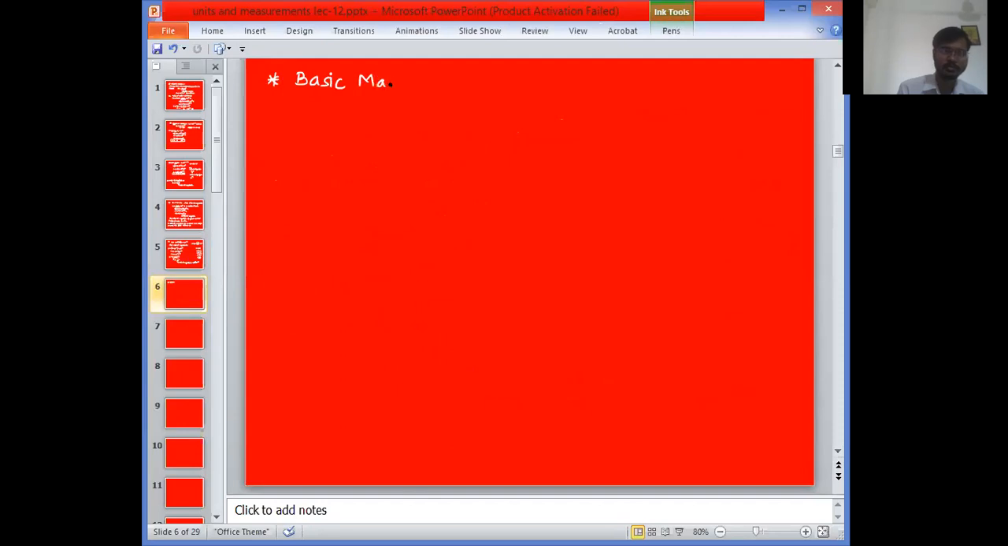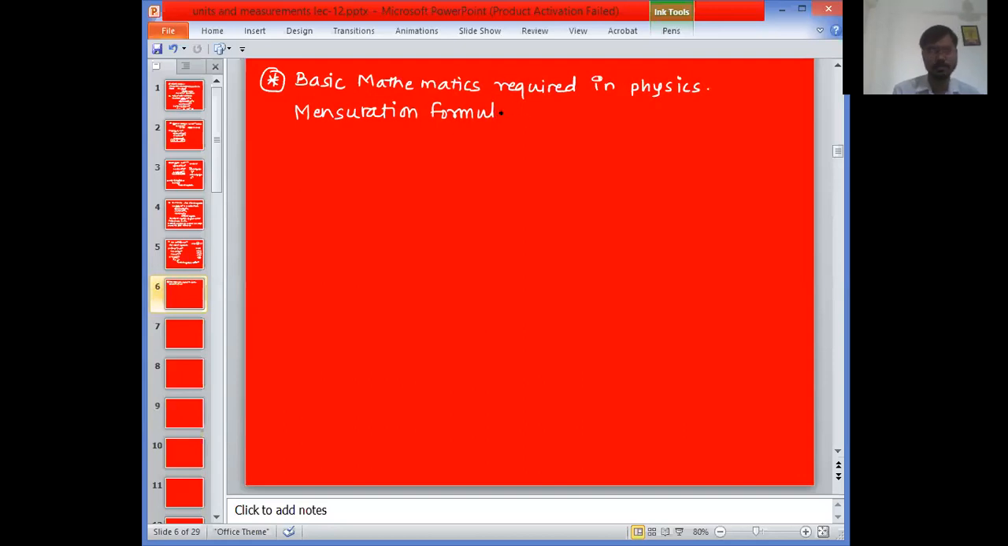Basic mathematics required in physics. The first is mensuration formulae, means area, volume. Those formulae are called mensuration formulae. Just keep on writing. Now just write. Mensuration formulae or formulas. Some people write it as formulae, some people write it as formulas. You are free to choose any spelling.